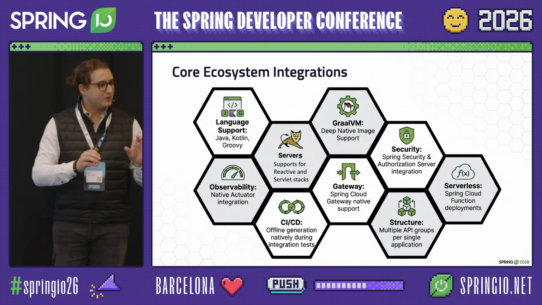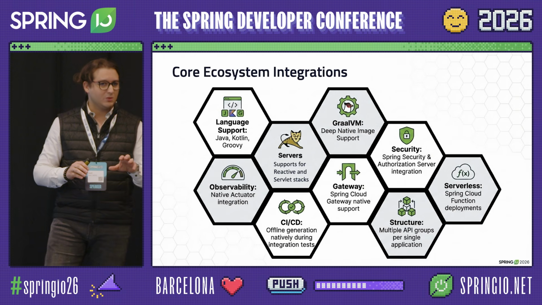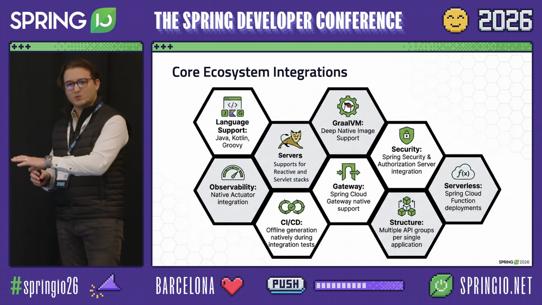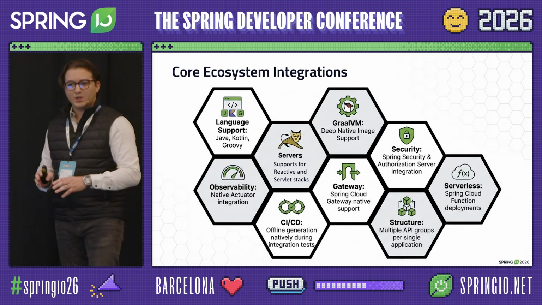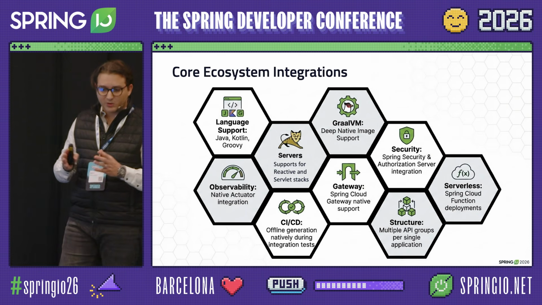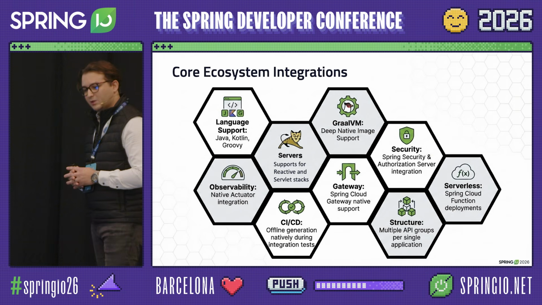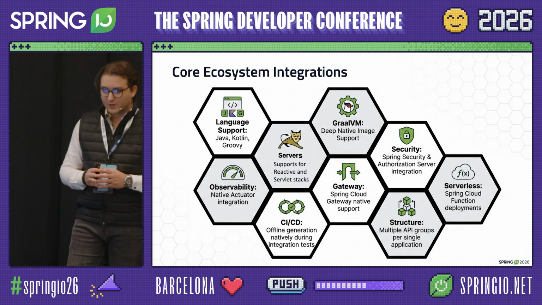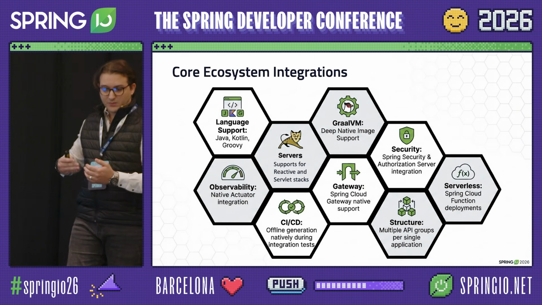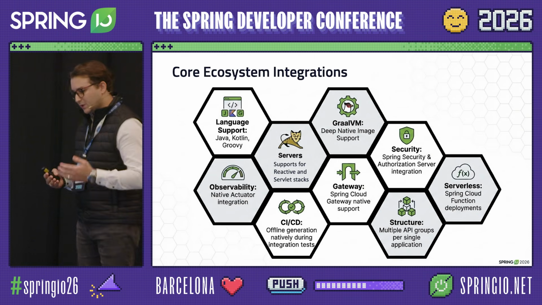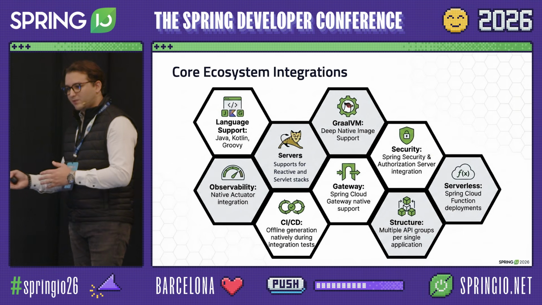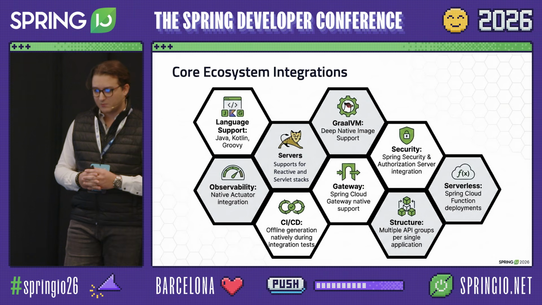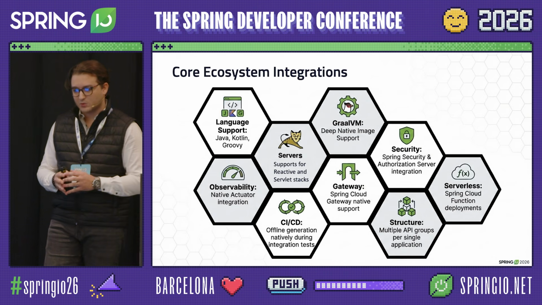Now I will deep dive into some of the components. Of course, as we have limited time, I will focus on the new ones today for the live demos. But overall, these are some elements that are already supported. So we support Java, Kotlin, and Groovy. For the observability, we support actuator, and we support both modes, reactive and blocking or servlet mode, that are also available in the different implementations. You can choose.